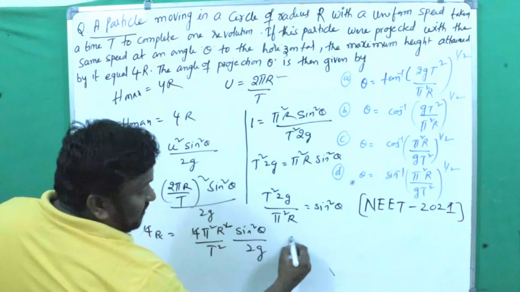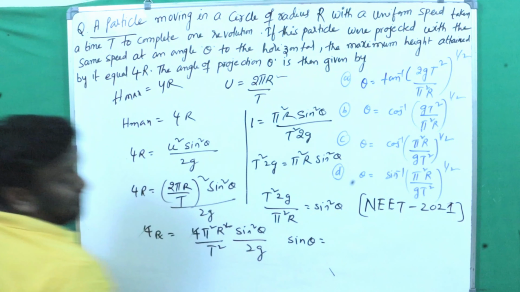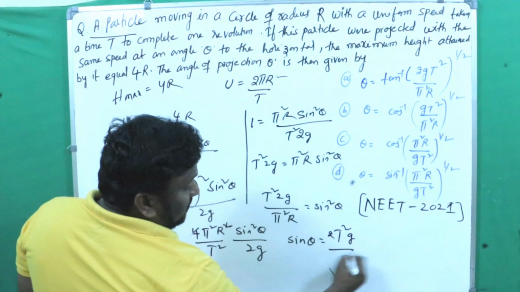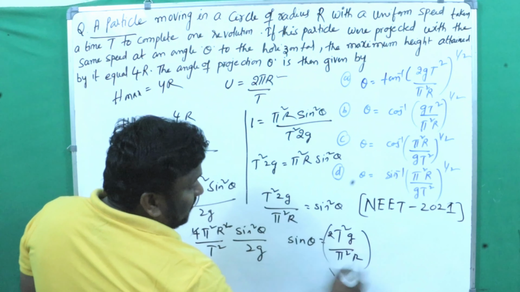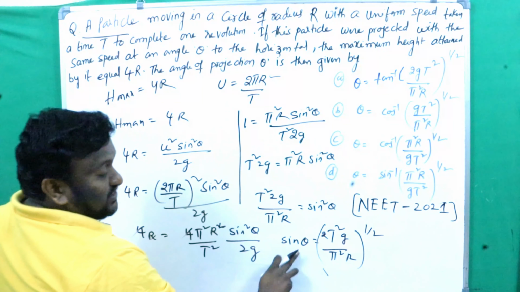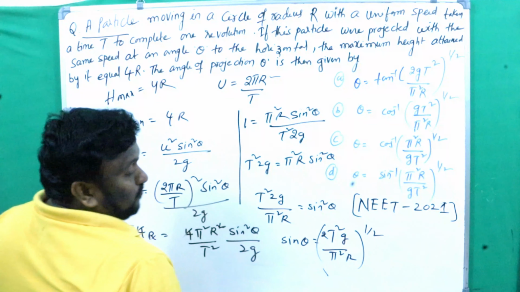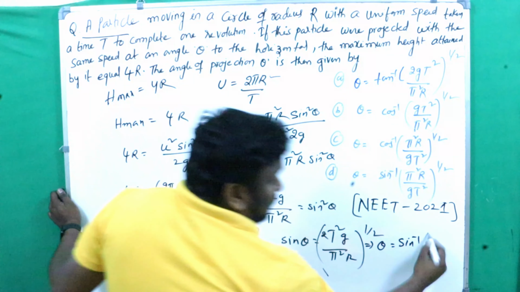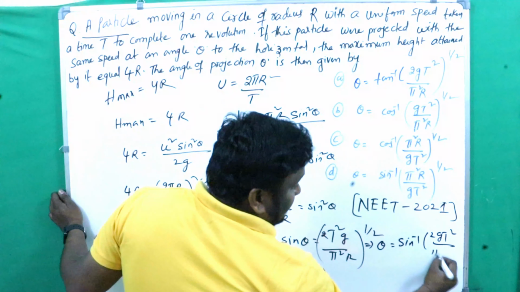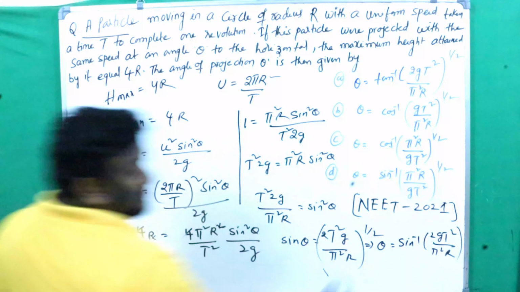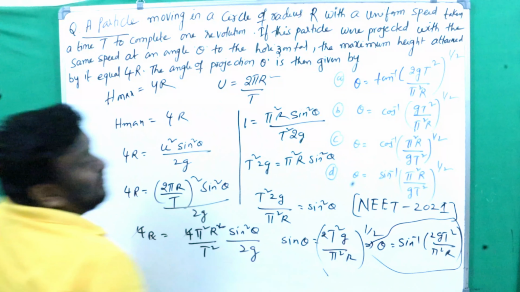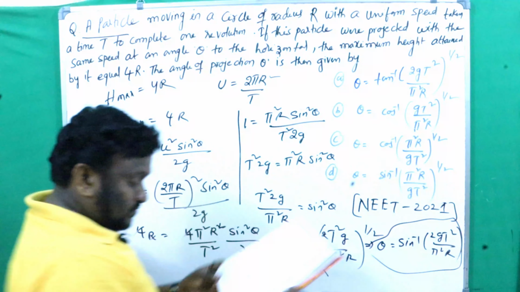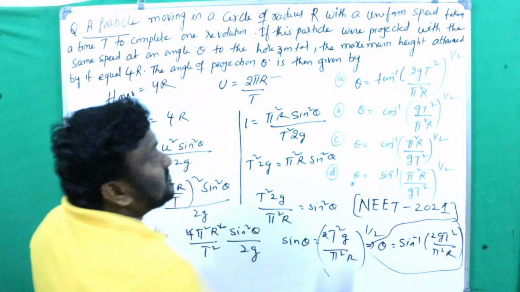Then sin theta is equal to (2 t square g by pi square r) whole to the power of 1 by 2. That implies theta is equal to sine inverse of (2g t square by pi square r) whole to the power of 1 by 2. So this is the answer, children. Once we check the options here, dear students, it is sine inverse.